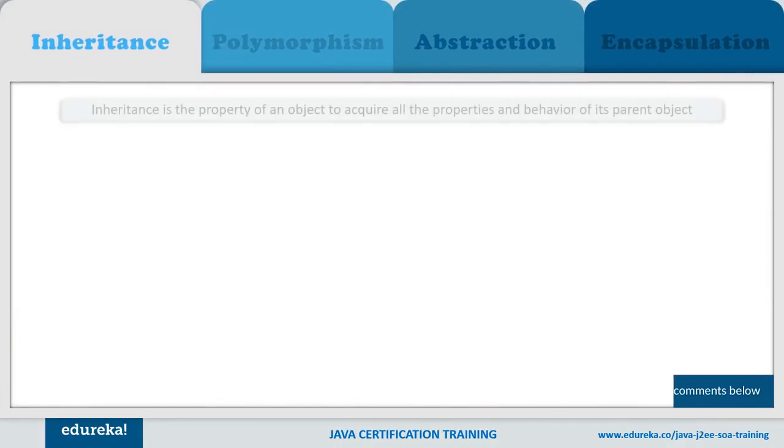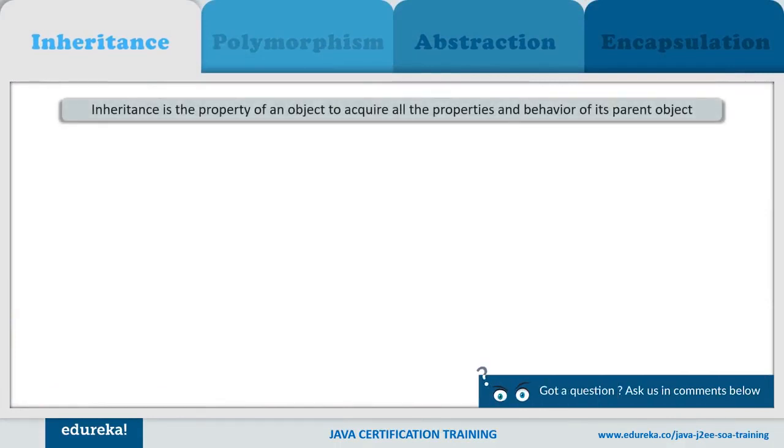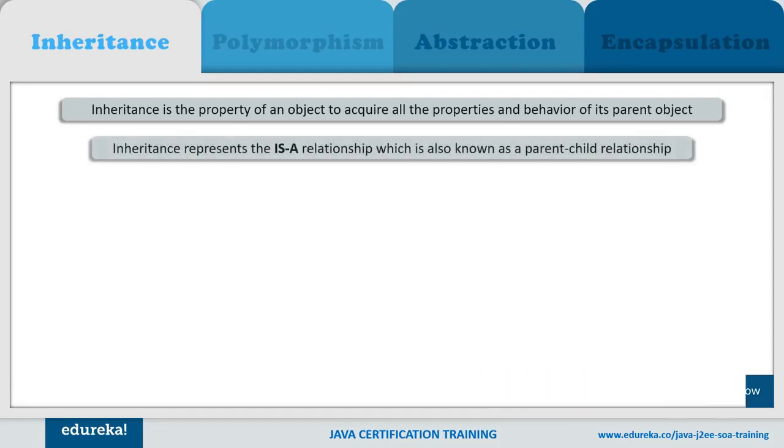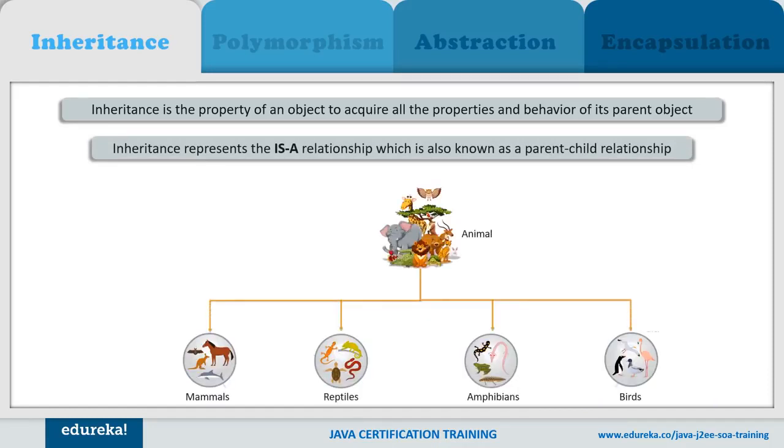To begin with, what is inheritance? Guys, inheritance is where the property of an object will be acquired by another object. We'll have a relationship called the is-a relationship. So it's a parent-child relationship. Let's say animal is the parent, and mammals, reptiles, amphibians, and birds are the children. Bird, reptile, mammal is an animal, right? So that is how we are relating them.